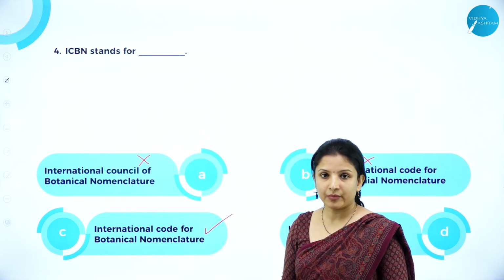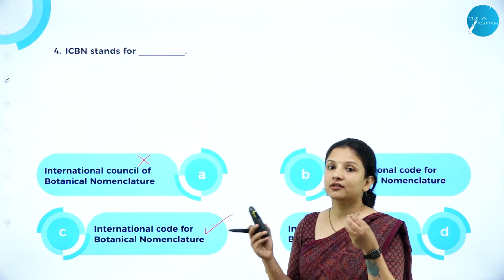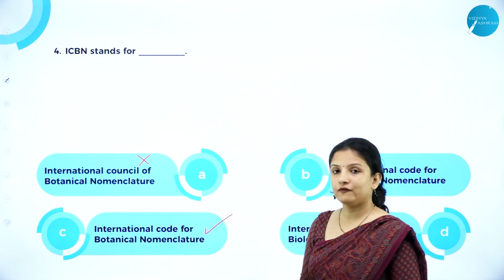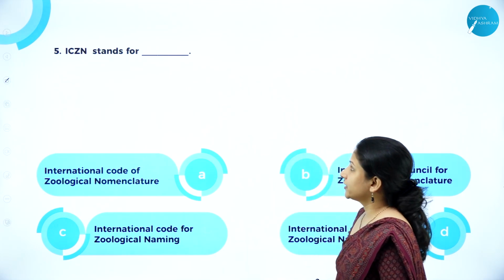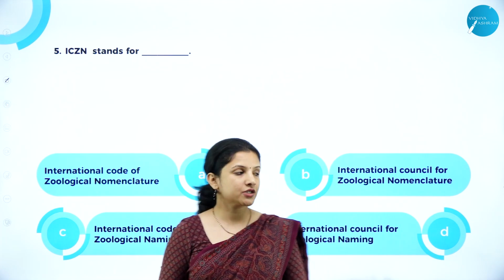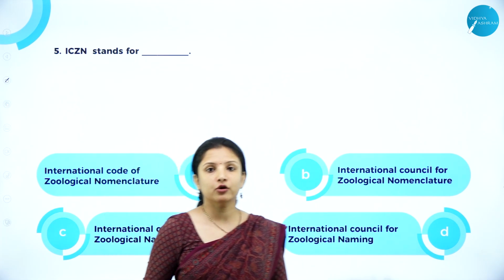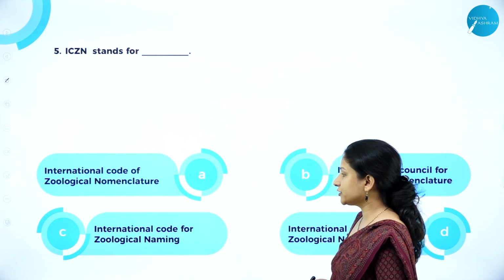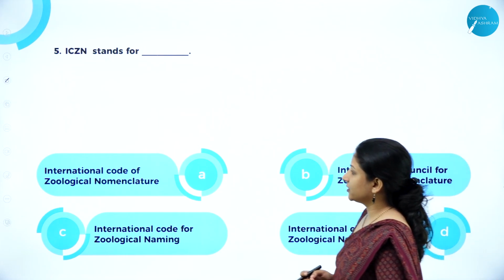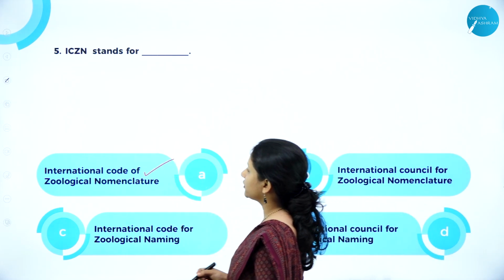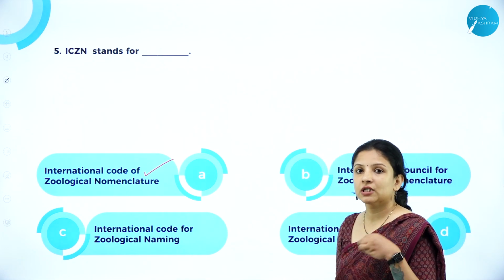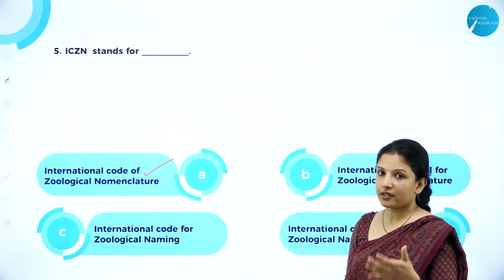And what is its main intention? It gives rules and criteria, or it frames rules for naming a plant. That is International Code for Botanical Nomenclature. So moving on to the next question, ICZN stands for International Code of Zoological Nomenclature, International Council for Zoological Nomenclature, International Code for Zoological Naming, International Council for Zoological Naming. The right answer here is International Code of Zoological Nomenclature, that is A. So, International Code of Zoological Nomenclature gives or sets criteria and rules for naming an animal.